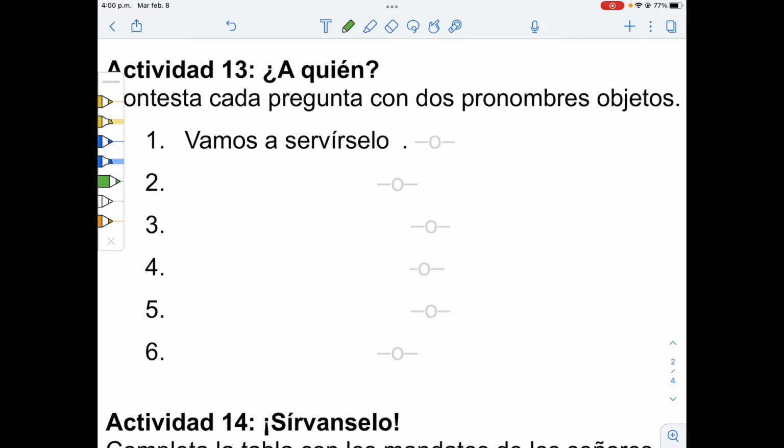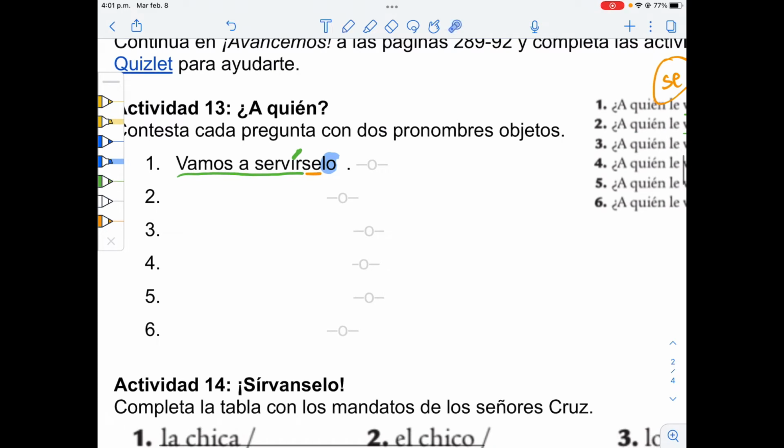Awesome. Okay, vamos a, our normal verb. Vamos a servirse lo. Boom. Notice that accent. We got to keep servir. That vir needs to be our emphasized syllable. That's what happens if we put our pronouns at the end. You can also put them before your vamos, giving us se lo vamos a servir. And then you don't have to worry about accents.